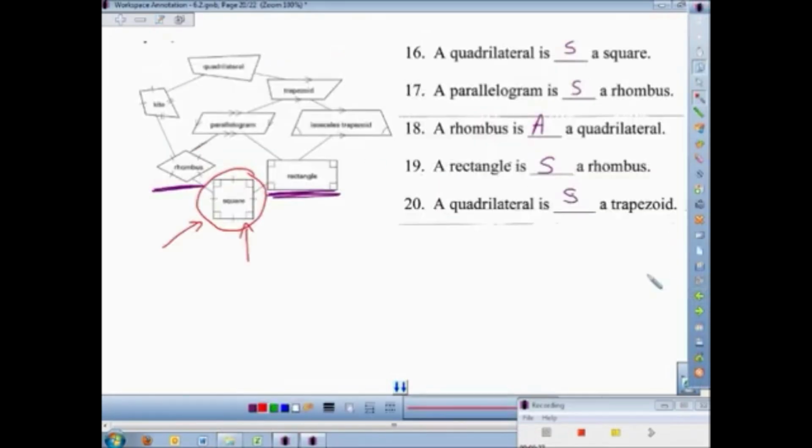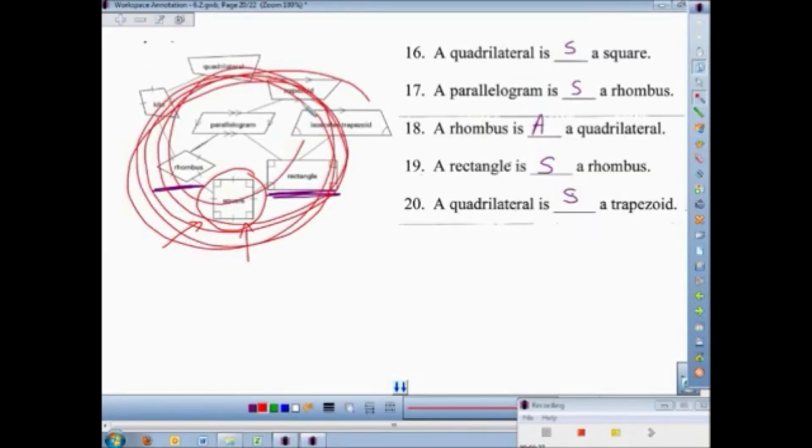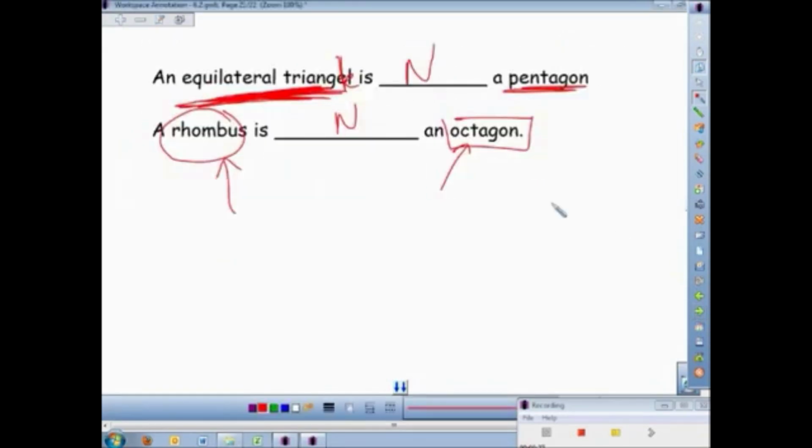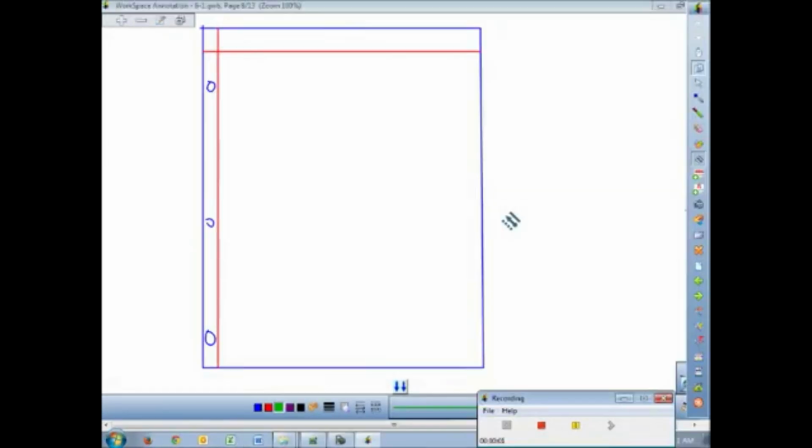Back here we answered always or sometimes because we were comparing quadrilaterals to quadrilaterals. We were comparing the same kind of polygon to each other. You'll answer never if you've got one type of polygon compared to another type of polygon. So always, sometimes, and never is such a simple game to play when the hierarchy is in front of you. But the hierarchy won't be in front of you for most of the test.